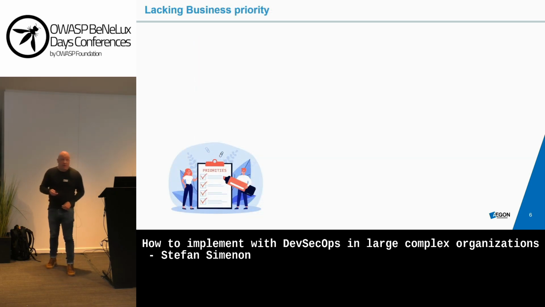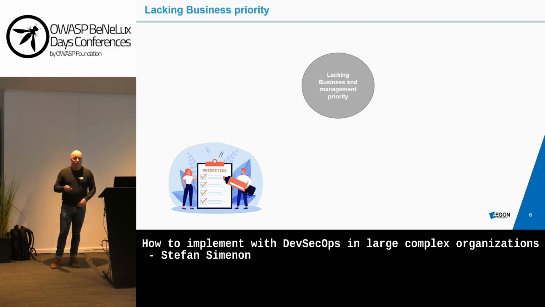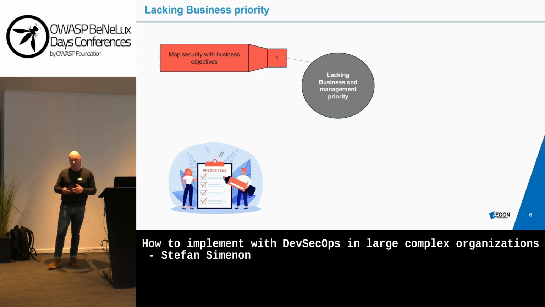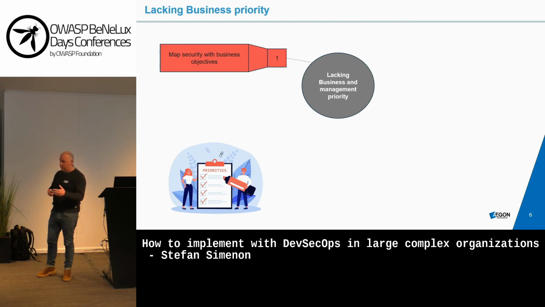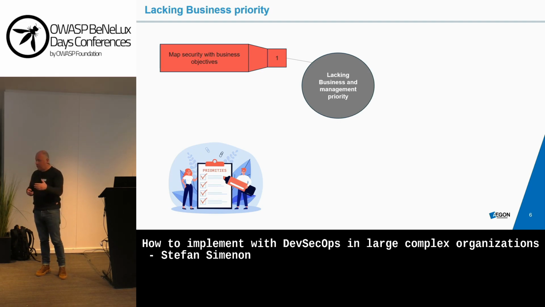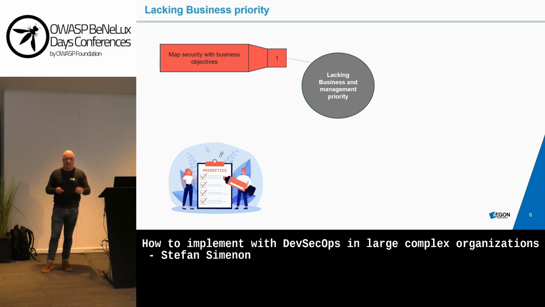So starting with the first one, business priority, what you can and should do about it. Now, first of all, you should go back to the business objectives. You should check what are the business objectives of the company, and once you have the business objectives, you should check the security items related to it. So you should map your security way forward with the business objectives.